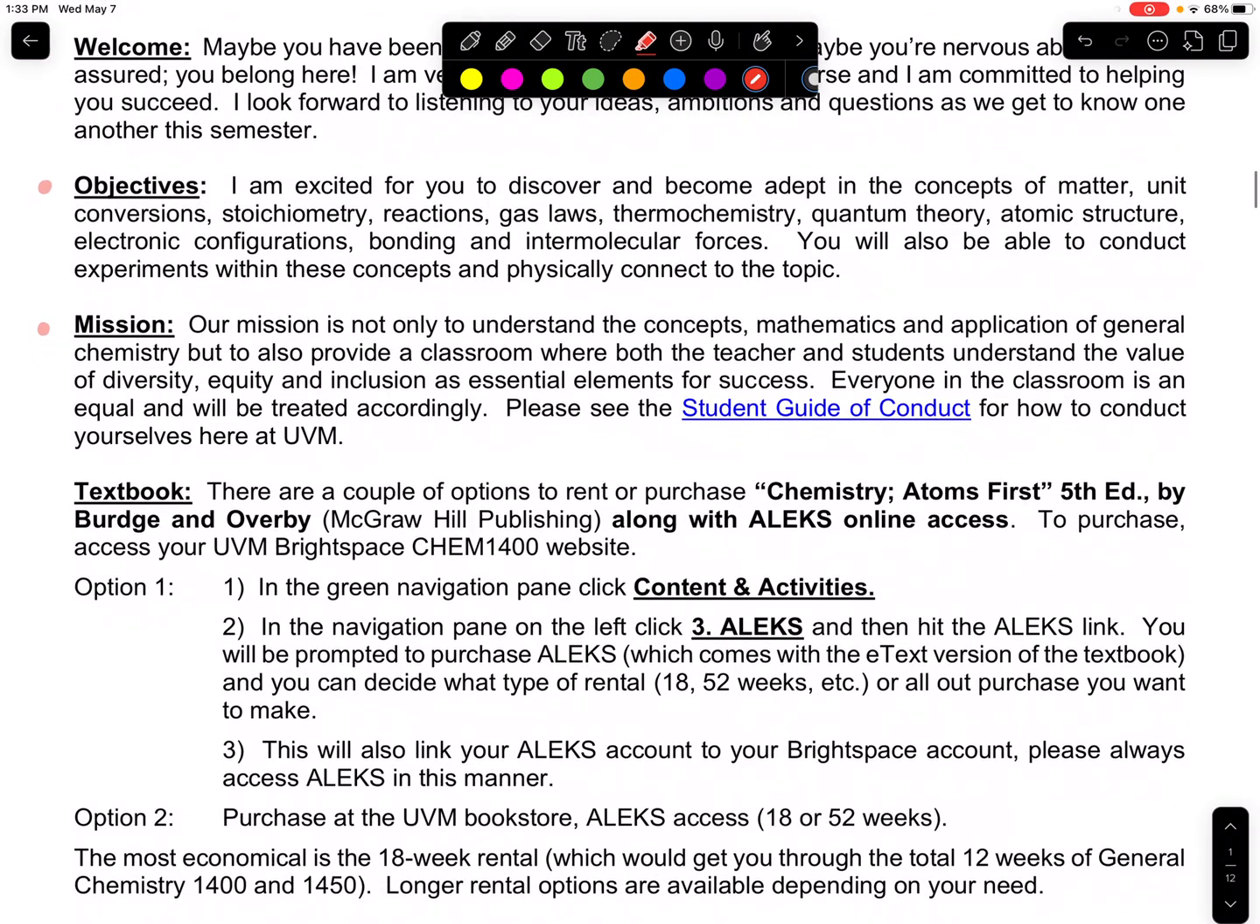In terms of the textbook, we're using the Burdge and Overby Chemistry: Atoms First, 5th edition. This is with ALEKS online access, so it all comes together. And so we've got to get ALEKS. With ALEKS, we'll find that it is the online platform of the course, where assessments will be taken, such as our mid-semester exams and the final, as well as where you can find the e-text, which houses all of the chapters that we're going to be covering, as well as, importantly, the homework problems, which are found at the end of each chapter.